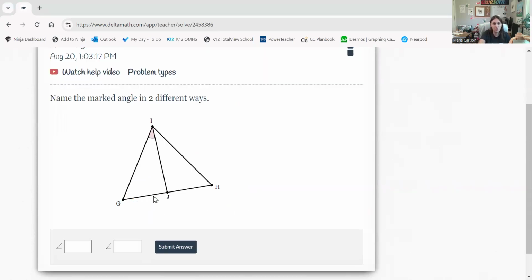So name the angle marked in 2 different ways. This problem here, I am going to be naming this angle, which has a vertex of I. So when I go to name this, the middle letter has to be the vertex, which is I. And then the rays that form this angle, one of them has an endpoint of G, and the other one has an endpoint of J. So this angle that is marked, I could write it as angle GIJ, keeping that vertex in the middle, or I could name it JIG. Again, keeping the vertex in the middle.